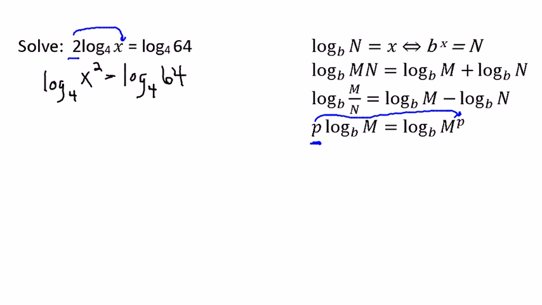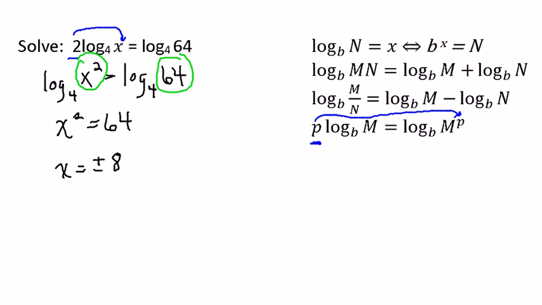Now for these two logarithmic values to be equivalent, the arguments must be equal. So the x squared and the 64 have to be equal in order for log base 4 of x squared to equal log base 4 of 64. So that means we can write x squared equals 64 and take the square root of both sides of the equation. So we have x equals plus or minus 8.